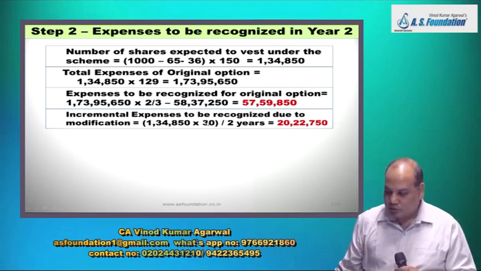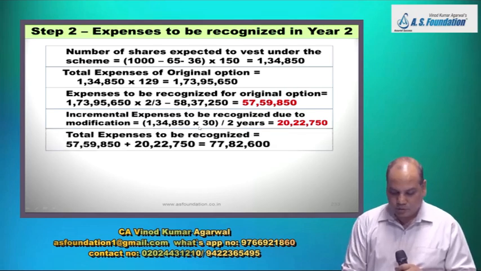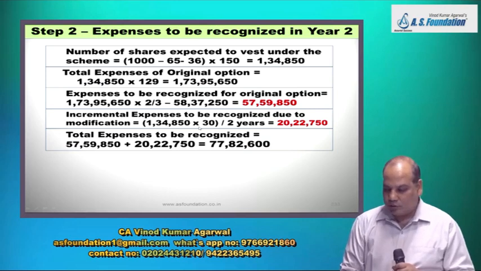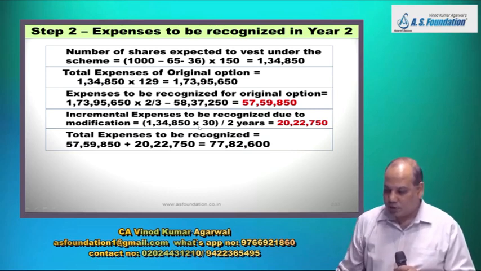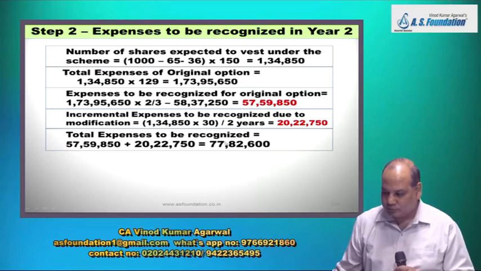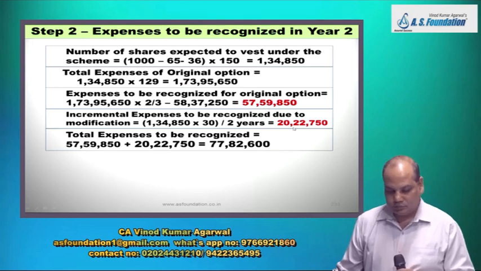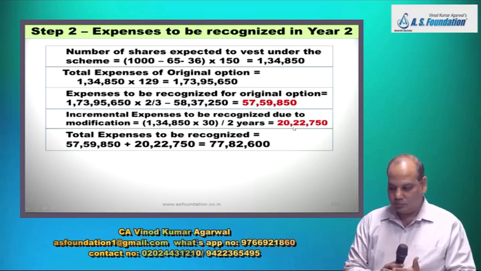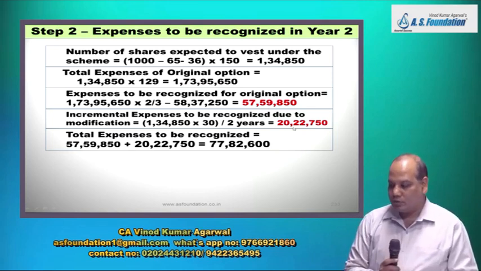So how much will the total be now? Total expense to be recognized in year 2: add these two numbers, one for the original option and one for the incremental expense. The total comes to 77,82,600.